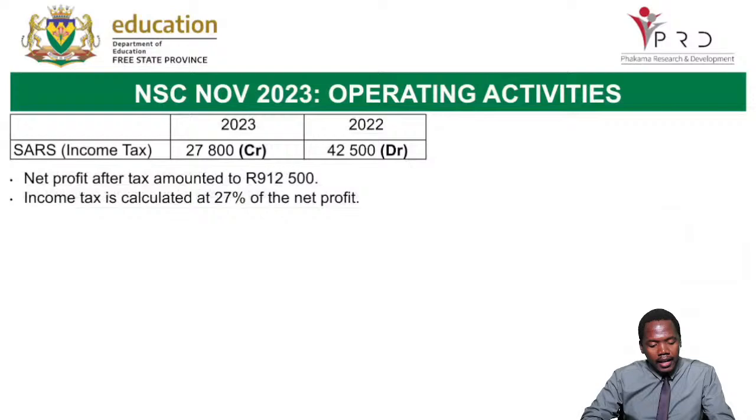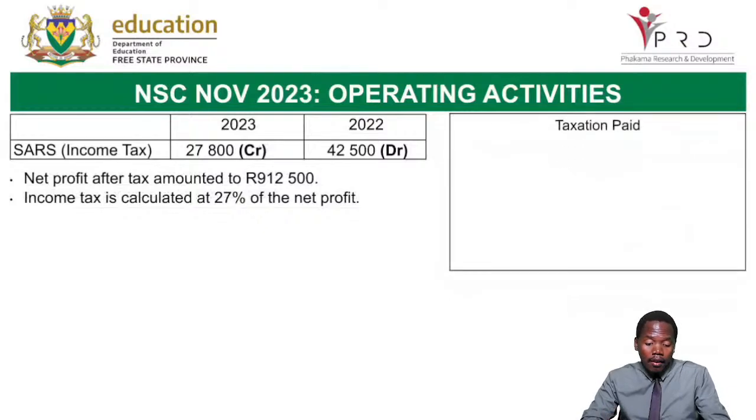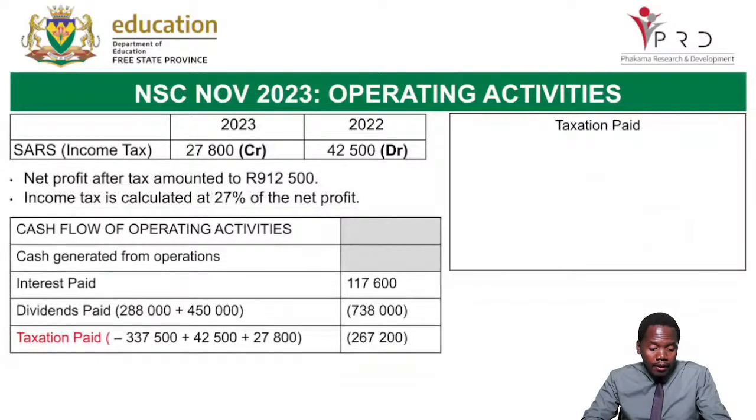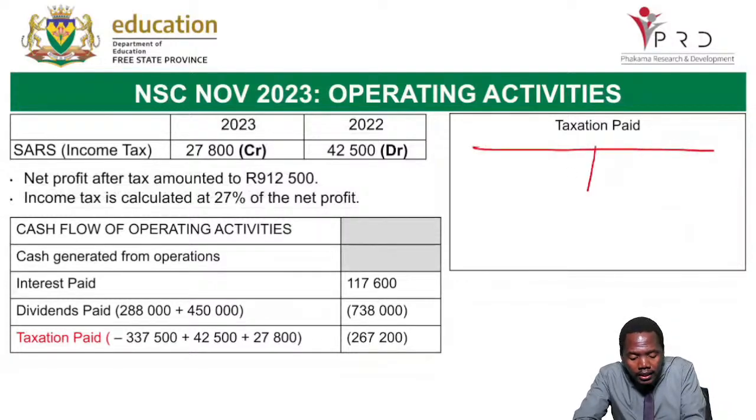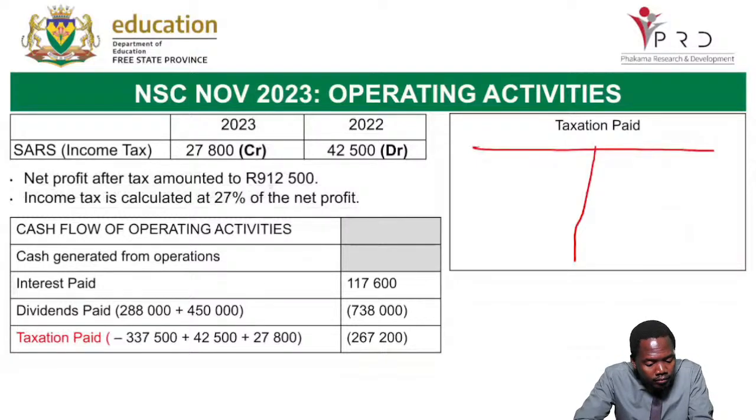Now let us look at the second part. We are going to be calculating our tax paid. This one is what we have also learned. Now for my tax paid, how do I calculate it? We can use a T account or just a straight line format. Remember, if I'm using my T account, I am given my net profit after tax.